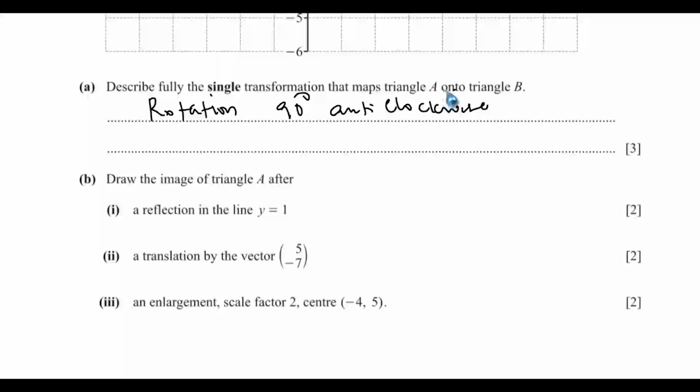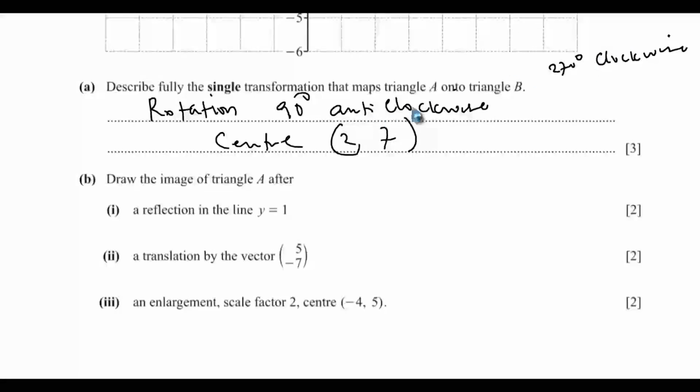Okay, then the center is x equals 2, y equals 7, and alternatively, instead of writing 90 degrees anti-clockwise, you can write 270 degrees clockwise. Okay, so they are the same. So 270 degrees clockwise is the same thing as 90 degrees anti-clockwise, and vice versa.